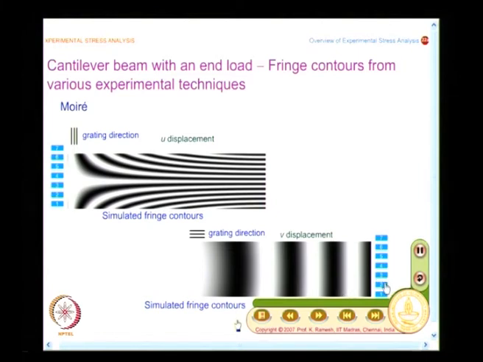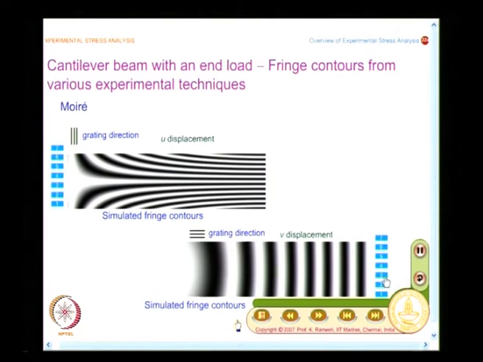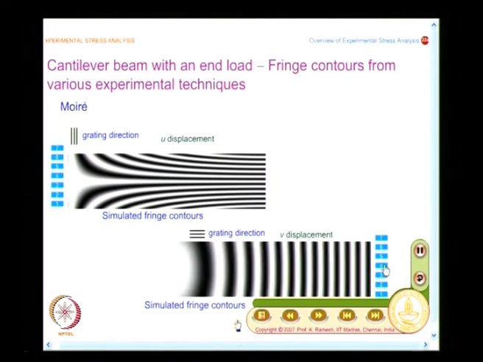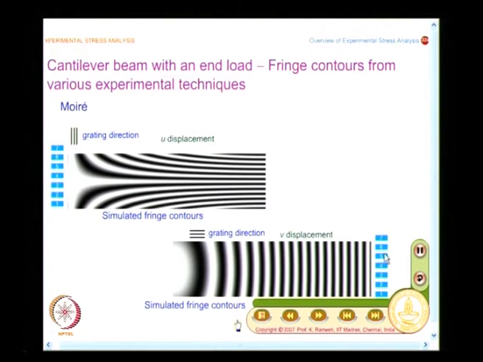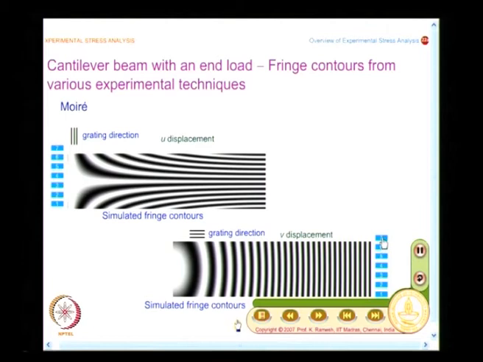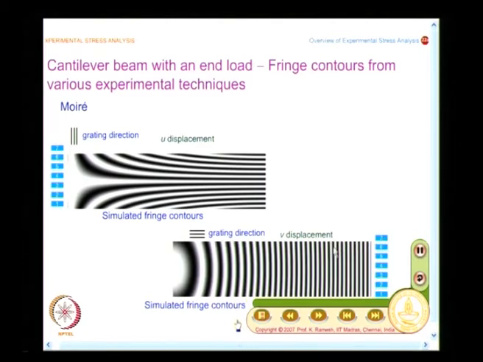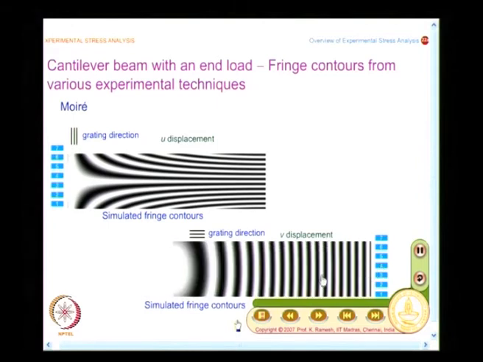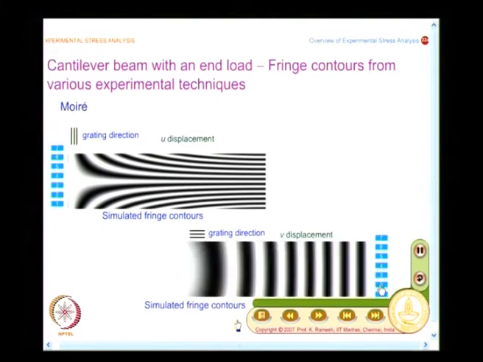I increase the load to 2, I increase the load to 3, 4, 5, 6 and 7. So, what you find here is it becomes almost like parallel lines, more fringes are seen in this zone, and when you draw the sketch it is not necessary that you draw all these lines, you just draw a few lines indicative that you have fringes like this, and it slightly changes curvature as it goes close to the clamped end.